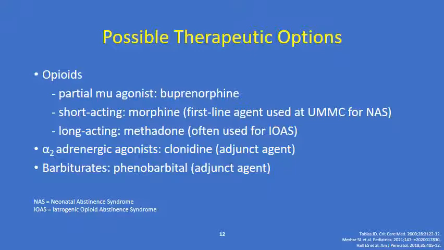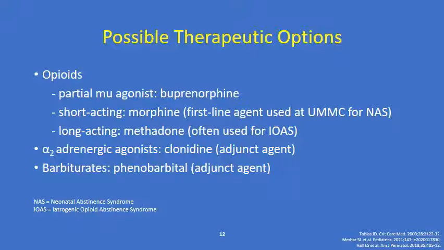And so in our NICU, routinely what we use for NAS, so specifically if the baby was exposed to narcotics in utero, we will give morphine, which is a shorter acting medication, but we will schedule it and give it to them every 3 to 4 hours, essentially around the clock until they are stable.